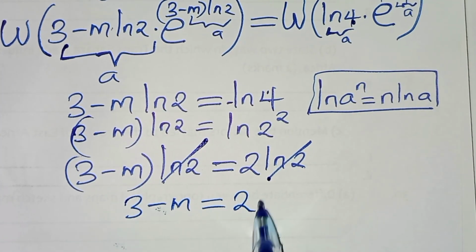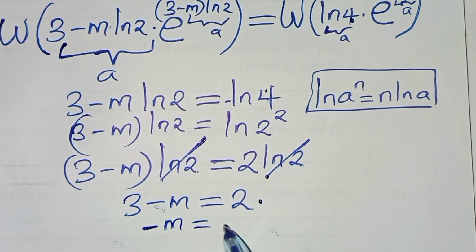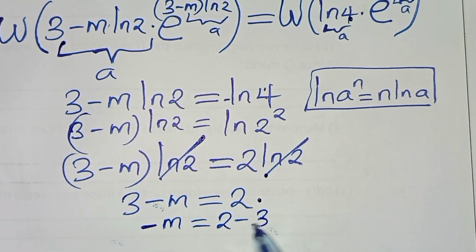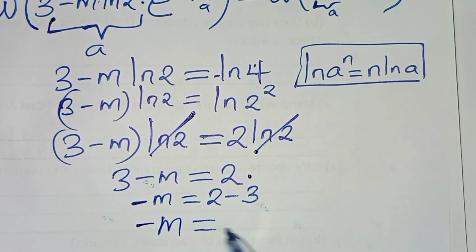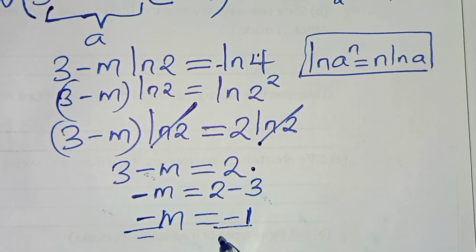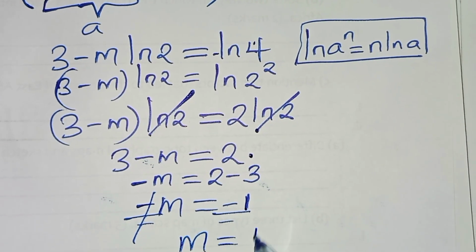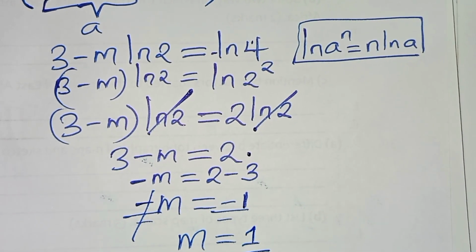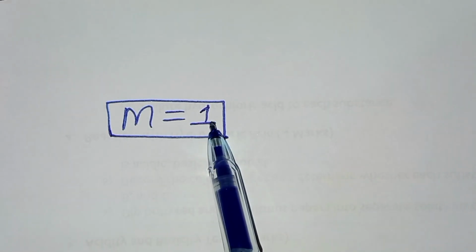So let's take 3 on the right hand side, so that here we'll have minus m. This is equal to 2, subtract 3. So that now here we have negative m is equal to 2 minus 3. This is equal to negative 1. So divide by negative 1 on both sides, so that now m is equal to 1. So we have m equal to 1.